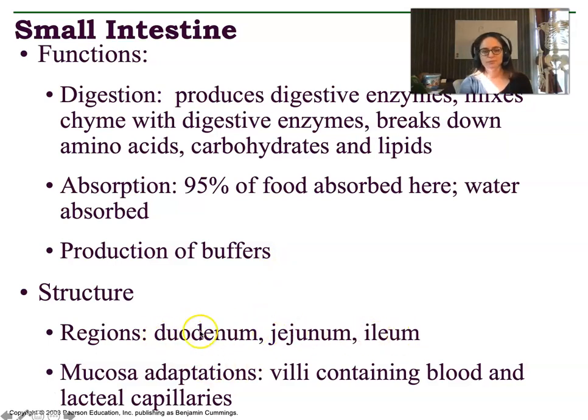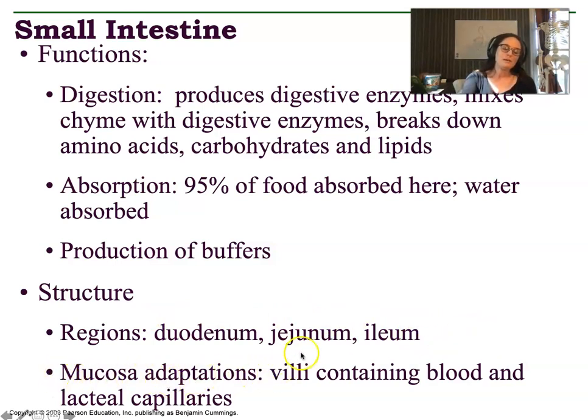This is in order: duodenum, jejunum, ileum. I have a little ditty if you're ready for it. Duodenum, do do do do do. Jejunum, do do do do. The ileum, do do do do do do do do. I hope that helped. Okay.